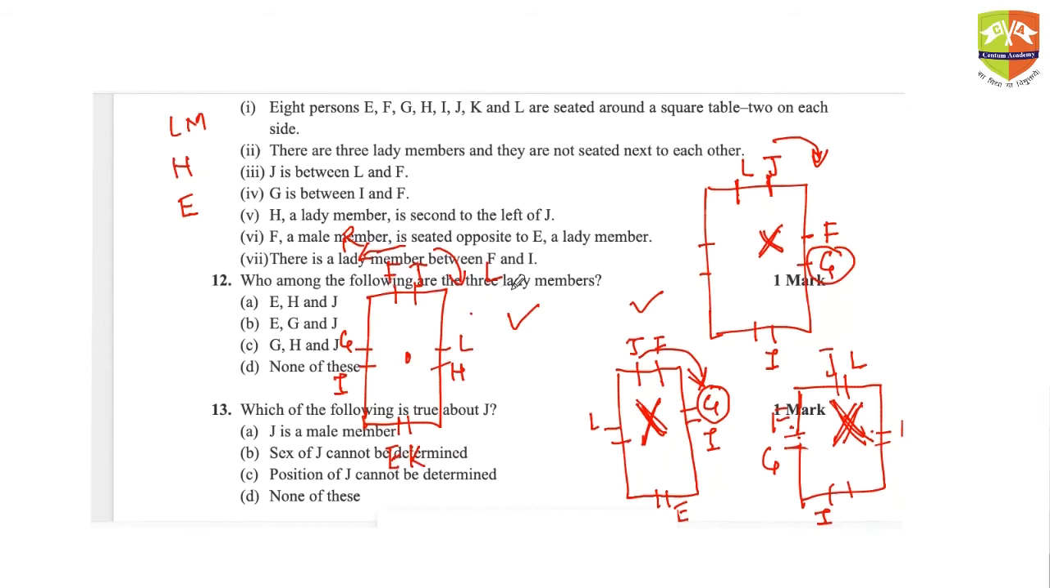Which among the following are three lady members? So three lady members are, two I have already identified, H and E. So the third lady member is sitting between F and I, which is G. So it comes out to be G is third lady member. There is no such option here. So answer would be none of these. So this is my right answer.